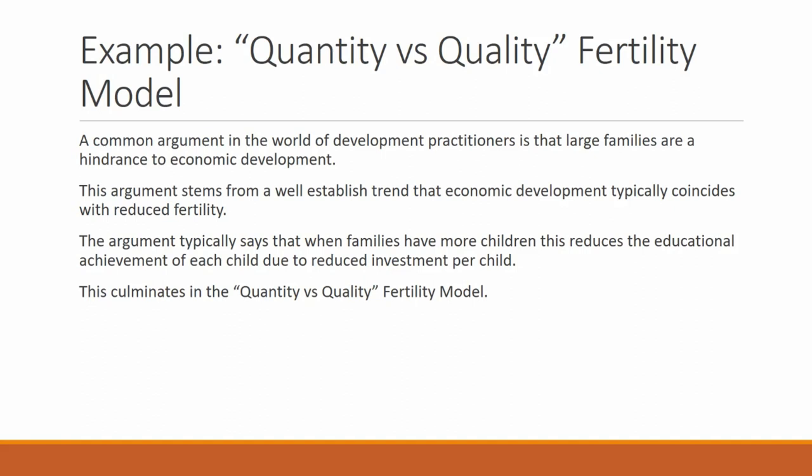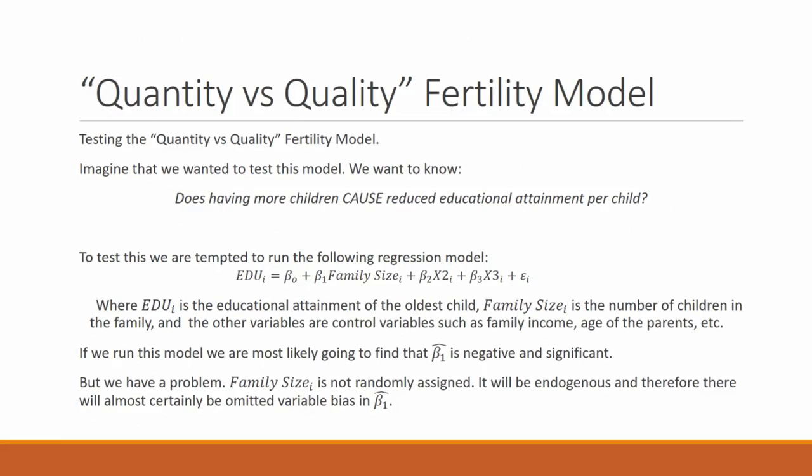That's the idea. But now the question is, do we have good evidence for this relationship? And more specifically, let's say we want to ask the question, does having more children cause reduced educational attainment per child? Okay, so we want to know, is there a causal relationship here, that having additional children causes a reduction in educational attainment per child? Okay, so let's say we wanted to investigate this question.